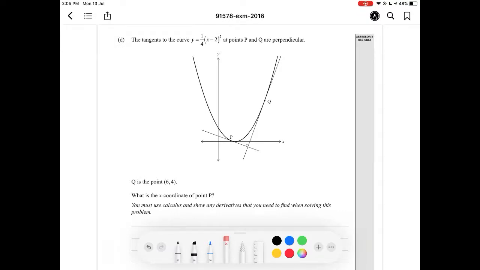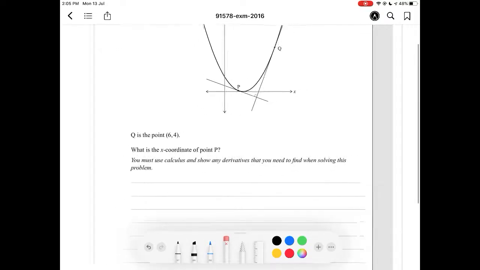Right now we have the point Q is 6, 4, so we can use the gradient function in order to deduce the gradient of line Q. And once we find the gradient of line Q, we can find the gradient of line P. We know that the gradient of the graph at P is the same as the gradient of line P at P. So they're the same, so we can make them equal to each other and we'll find our x point there.